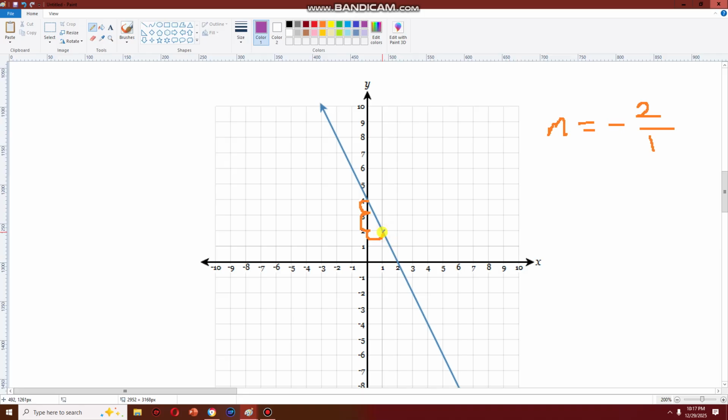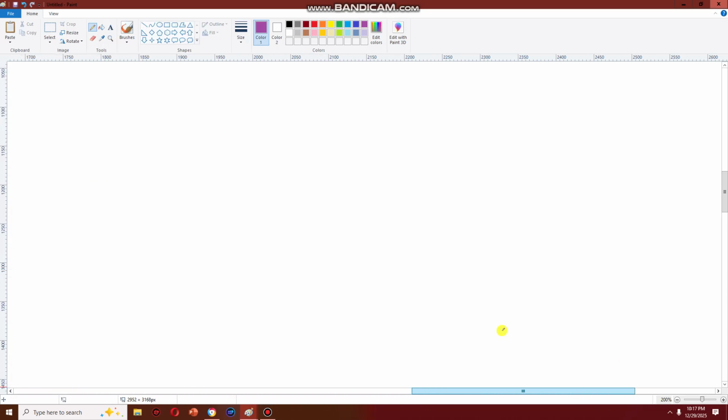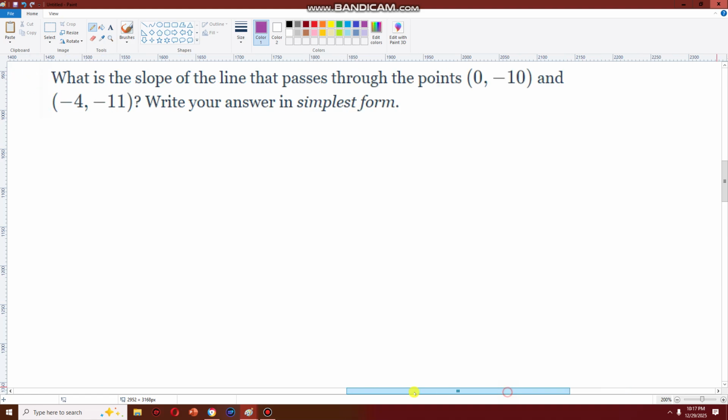From here now, 0, 1, 2. So that's minus 2, check. And I'm going 1 across. Check. It works. Again, 0, 1, 2, minus 2 is check, and 0, 1, 1 across, check. There we go. That's my slope. That's how you find it. Simple as that. And last but not least, let's go to the last question over here.